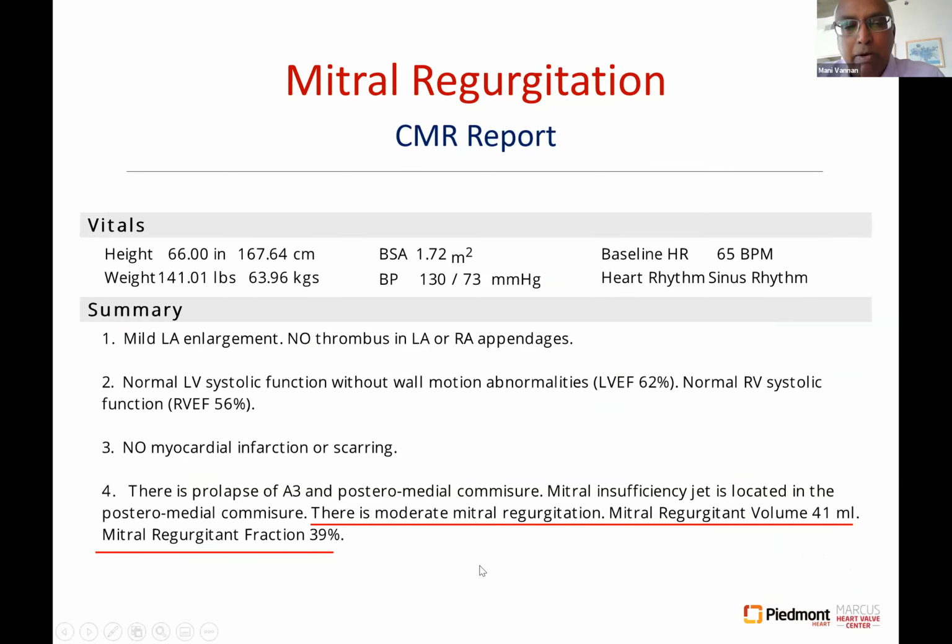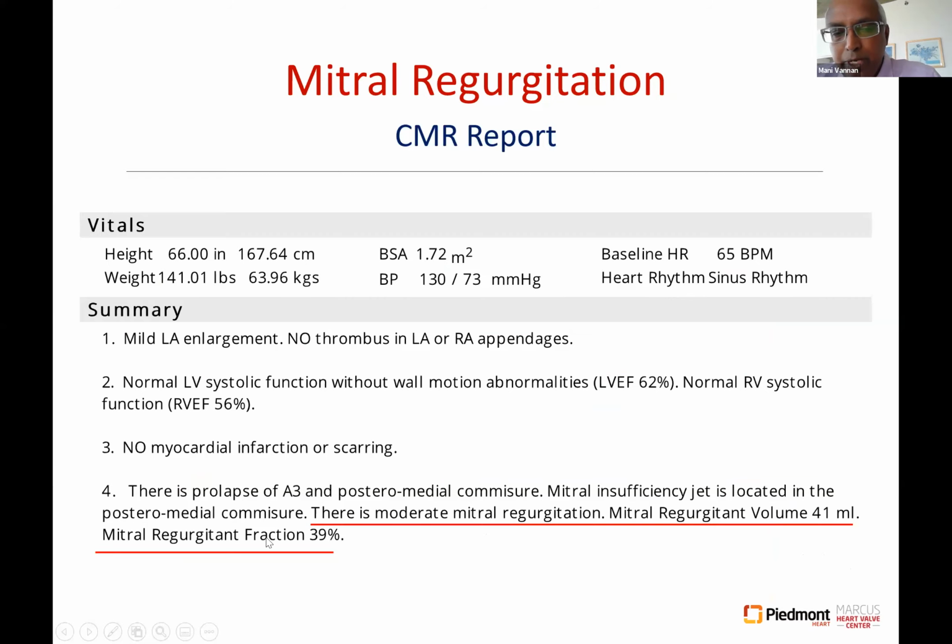The patient had MRI because that is the conventional way to do regurgitant volume and regurgitant fraction. Regurgitant volume is 41 mils. By 3D echo, it was 37 mils. Regurgitant fraction is 39%. We got 41% or 42%. Moderate mitral regurgitation.